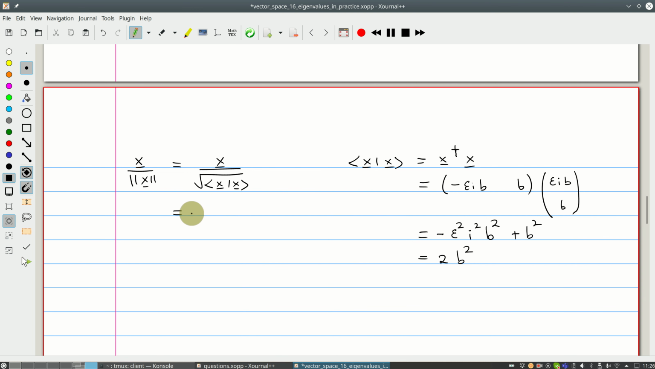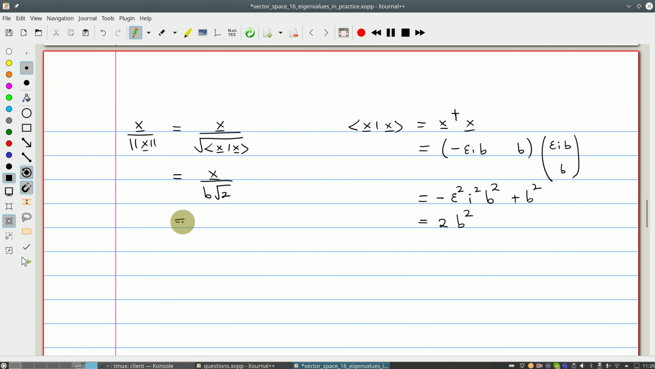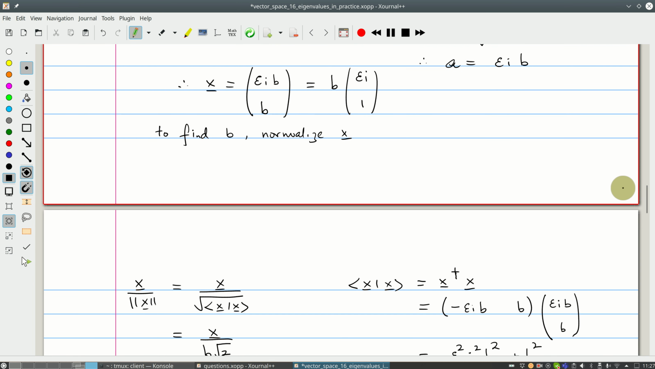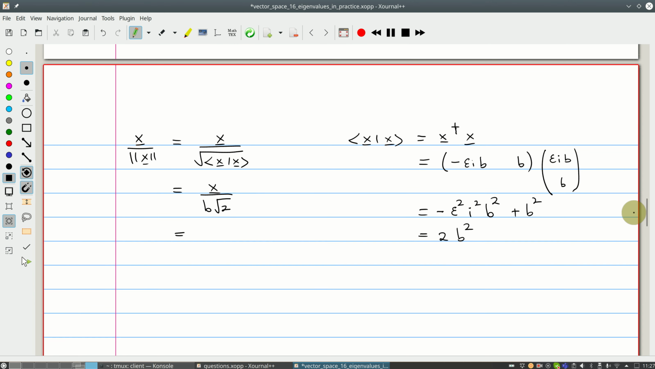Therefore this is equal to x divided by the square root of this, which is b times the square root of 2. And if we now put in our expression for the x vector, we see that the b's cancel off, and we have 1 over the square root of 2 (i, epsilon 1). That's what our x looks like.